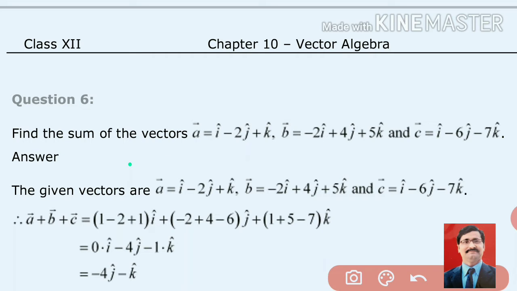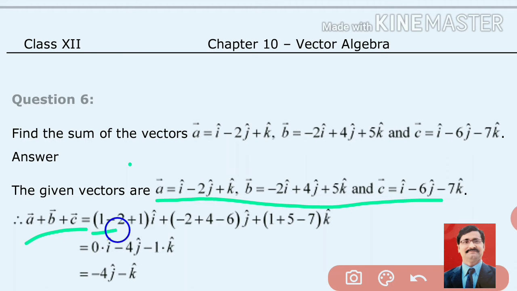You have to find the sum of these three vectors. Look, these three vectors are given to you and you will add them. So how will you add these? You will add the i coefficients, then you will add the j coefficients, then you will add the k coefficients.